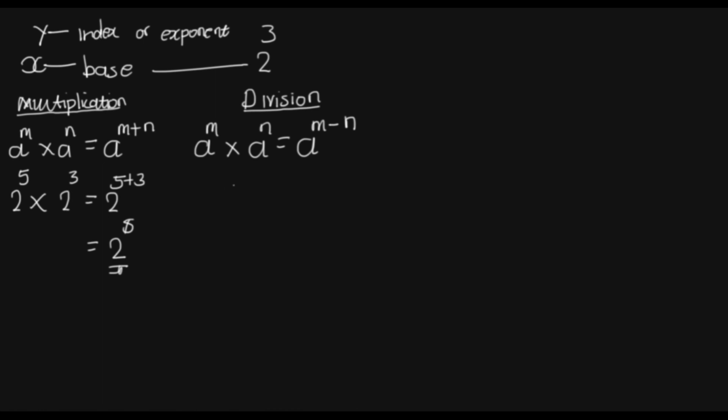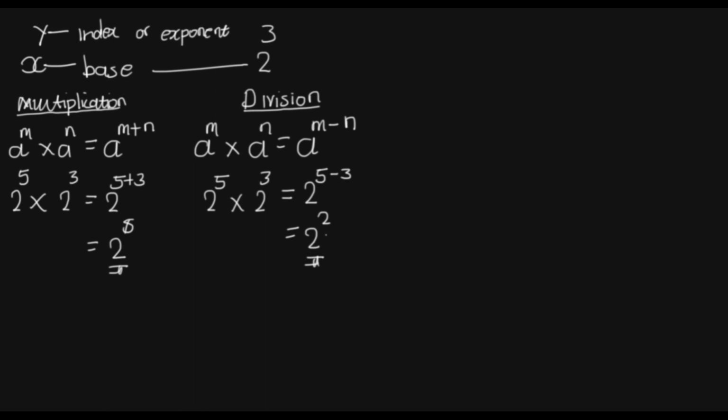Okay, let's say it's the same question. If we have 2 raised to the power 5 divided by 2 raised to the power 3, this can be simplified as 2 raised to the power 5 minus 3, which is 2 raised to the power 2. So division, you subtract the indices.